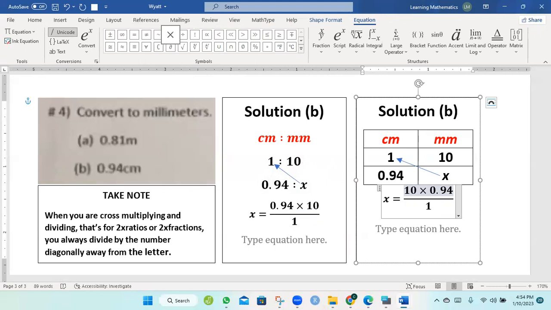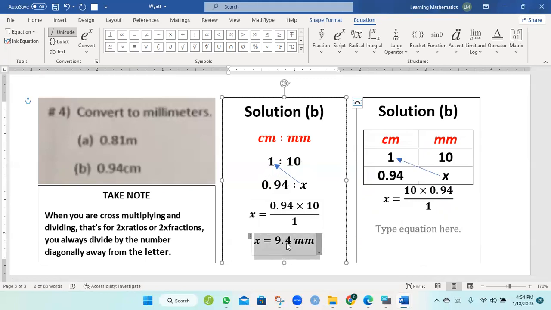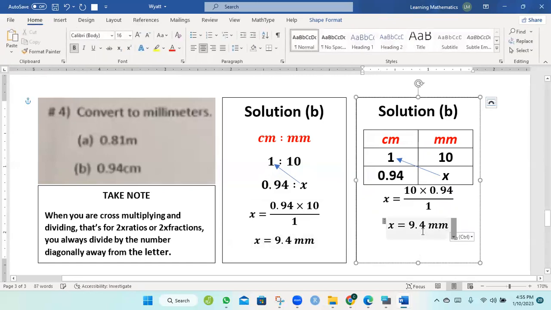Multiplying by multiples of 10 is very simple. You just shift the decimal point the number of zeros in that number. We have only 1 zero, so the decimal point must shift only once. So it's 9.4 millimeters. X is equal to 9.4 millimeters. So the final answer: 0.94 centimeters is 9.4 millimeters.